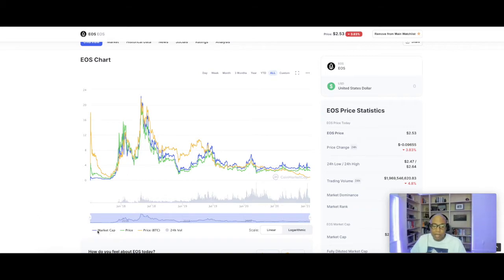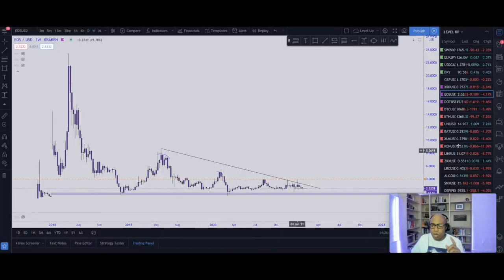As you can see, the market cap in comparison to the price at this point is slightly overvalued. The market cap and the price are almost at the same place, so it's kind of saying that it's where it needs to be. I'd like to go to another coin. Again, we're going to do the same principle.